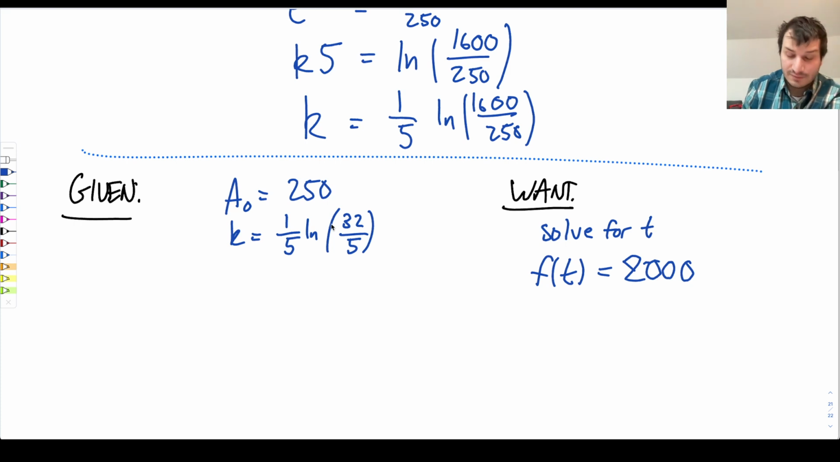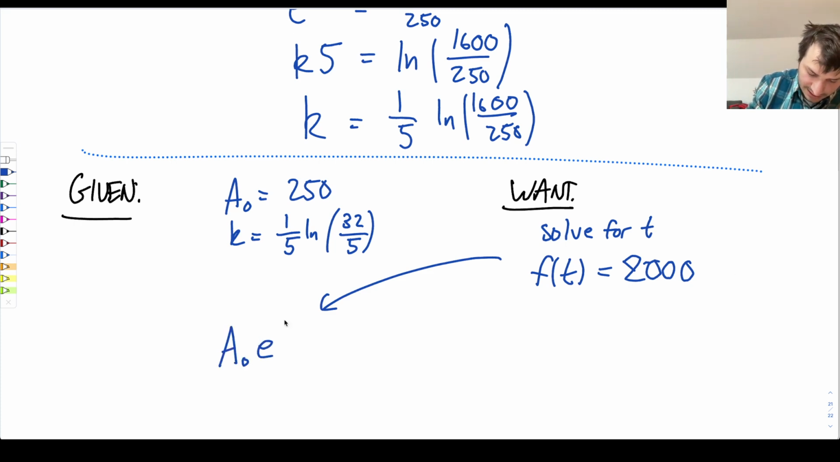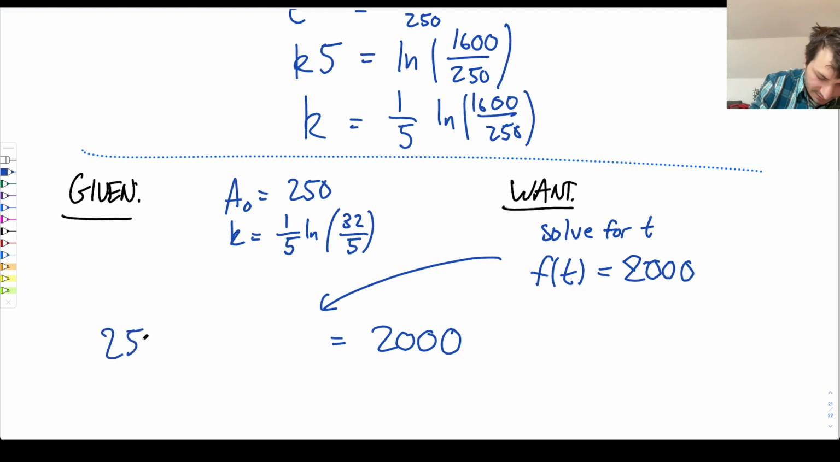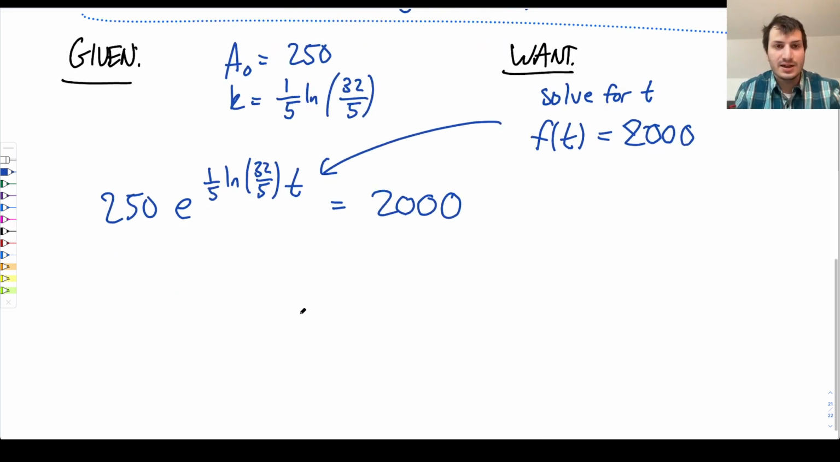250 and 1/5 ln of 32 over 5. Solve for t. So I'm going to take f of t equals 2,000. F of t is also A0 e to the kt equals 2,000. I'm going to plug in what I know. And what do I know? I know that A0 is 250. And I know the exponent kt is 1/5 ln of 32 over 5 times t. And now I've got to solve for t. So I'm just going to manipulate this equation.